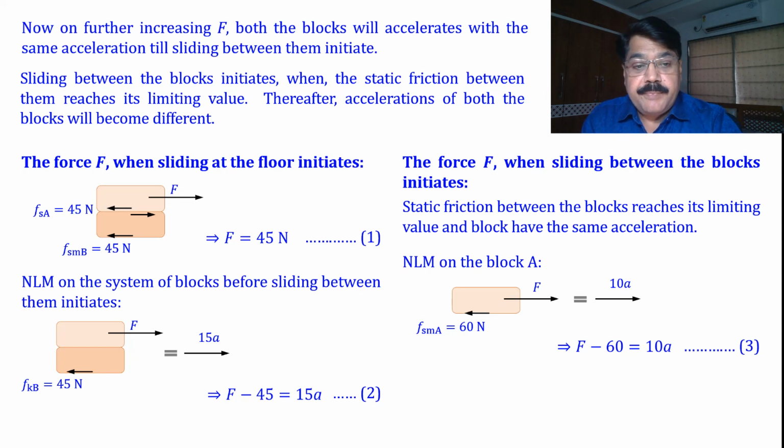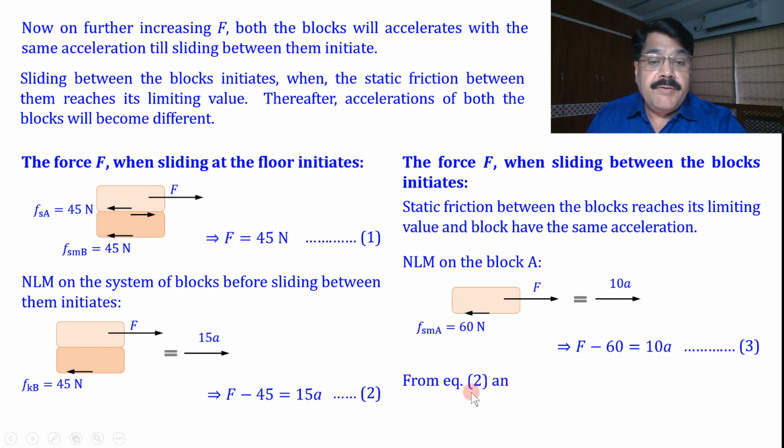Now we have just seen that till this value of F when sliding between blocks initiates, both these blocks have the same acceleration. So these two accelerations must be equal. So what we can write here further? From equations 2 and 3, eliminating A, we will find F. So F is equal to 90 Newton. You can verify it. So at the value of F 90 Newton, sliding between the blocks will initiate.